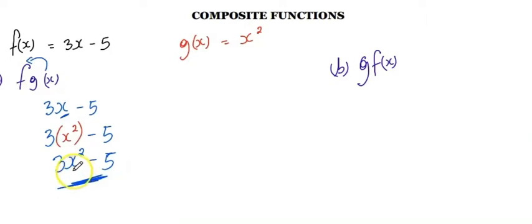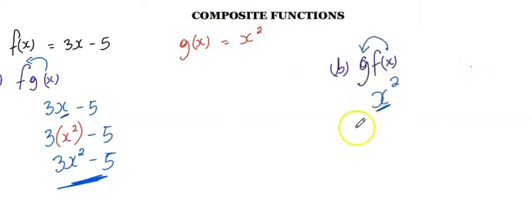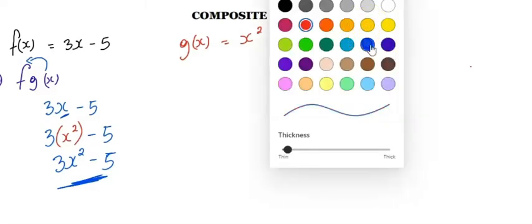For the next example, we have g of f of x. In this case, again, we are working from right to left. So I am now going to substitute my f function into my g function. I'm just going to go ahead and write out my g function. My g function is x squared. So I am going to replace the x in my g function with my f function. You know that the f function is 3x minus 5, and in this case, I am going to put it in brackets and raise it to the power of 2.